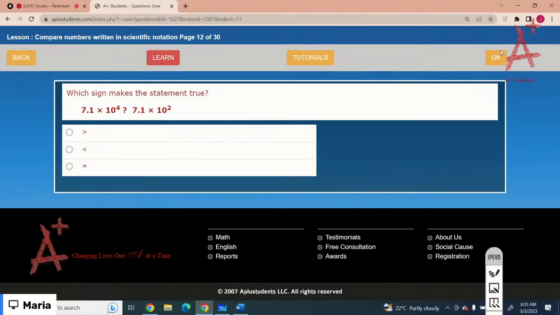7.1 times 10 exponent 4 and 7.1 times 10 exponent 2. So which is the correct option? Just compare their exponents. 4 is greater than 2. That means 7.1 times 10 exponent 4 is greater than 7.1 times 10 exponent 2. Got it?